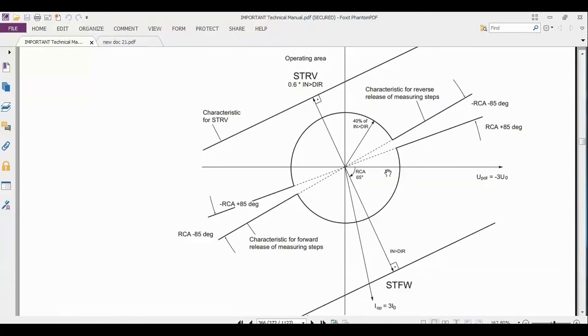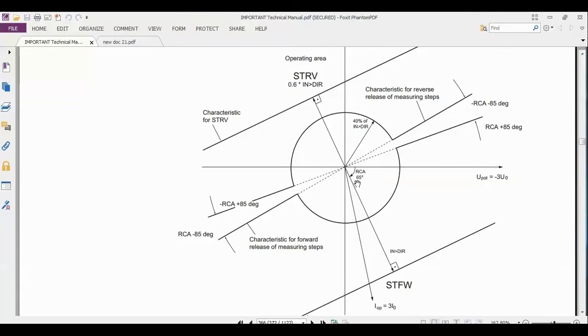To determine itself or not, it must be present more than 40% in the in greater direction. The first thing is that it must be present more than 40% in the in greater direction. This is number one. Number two, the angle should be in the range, either in the forward or in the reverse. The angle here is fixed. It does not depend on number two, the fault current.